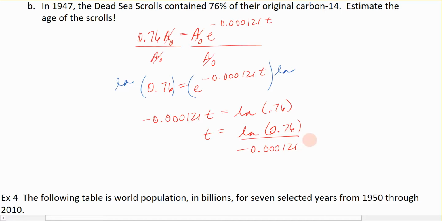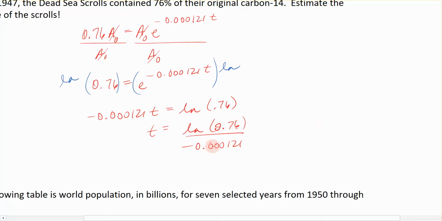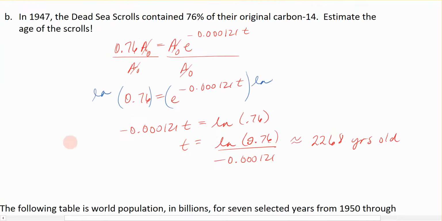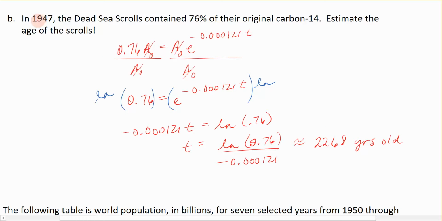When I put this into the calculator and round to the nearest year, I find that it's 2,268. So the scrolls were 2,268 years old when they were found in 1947. And they were able to find out their age because of the amount of carbon that was left in the actual scrolls.